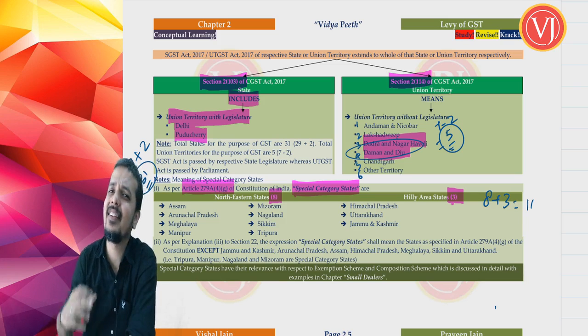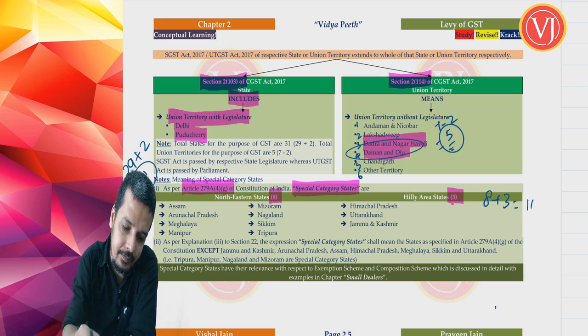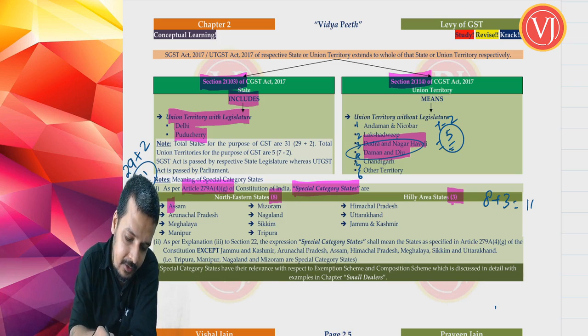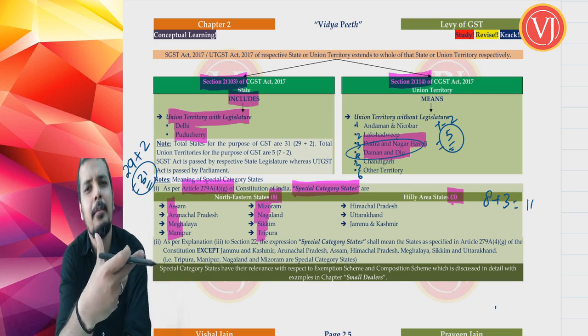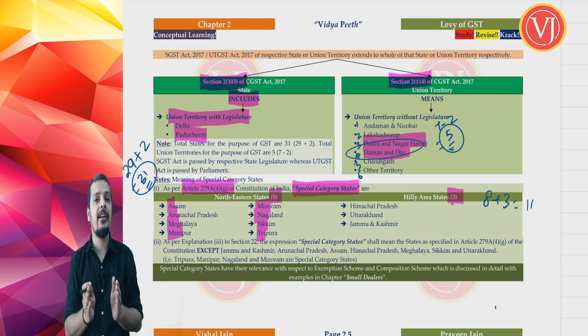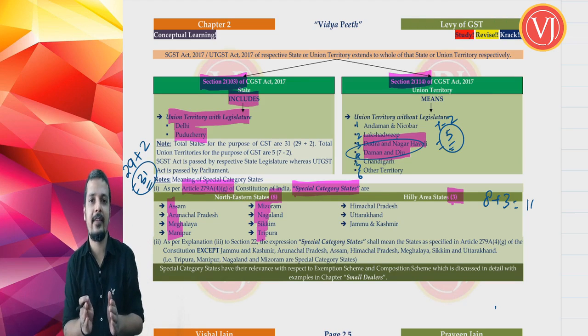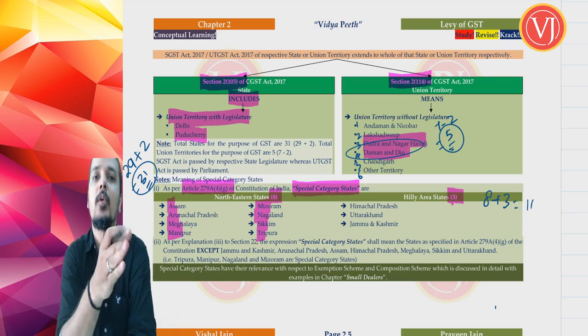What are the 8 sister states, northeastern states? We are going to talk about Assam, Arunachal Pradesh, Meghalaya, Manipur, Mizoram, Nagaland, Sikkim and Tripura. This is very simple to remember, right? So the moment you bifurcate 11 special category states for the purpose of Constitution, that is Article 279A 4G, it has to be bifurcated into 8 plus 3.